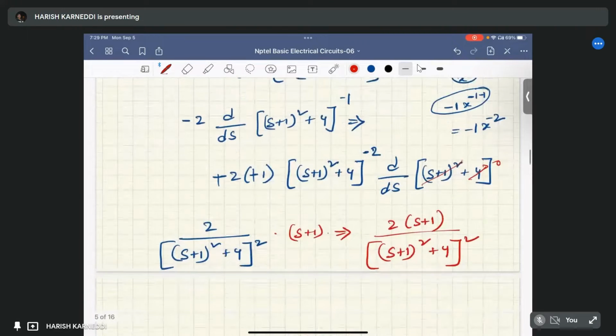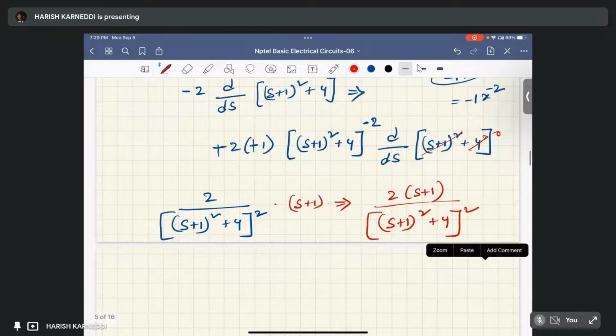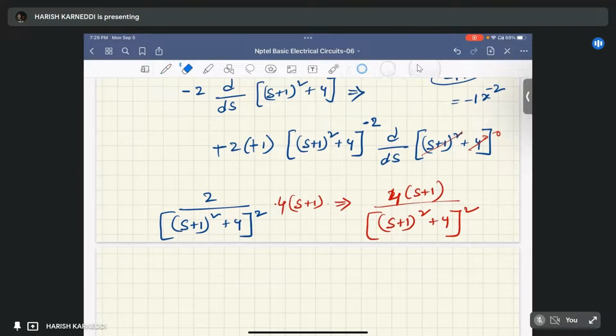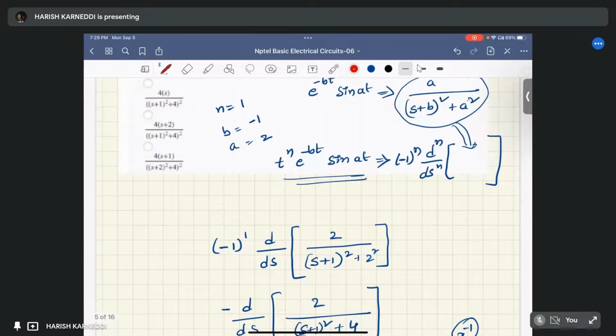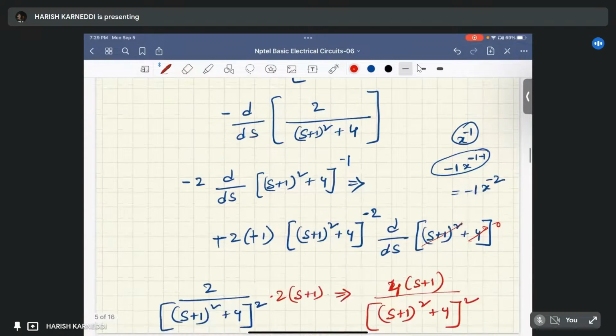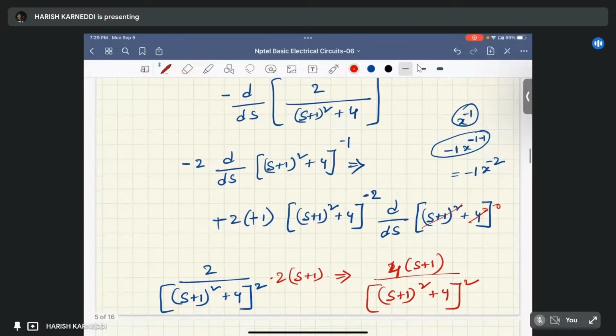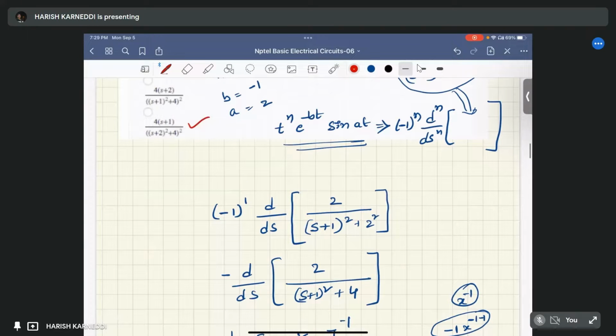Sorry, it's 2, it's 2, final is 4. That is 4 into (s plus 1). What's this? 4 into (s plus 1) by (s plus 1) square plus 4.